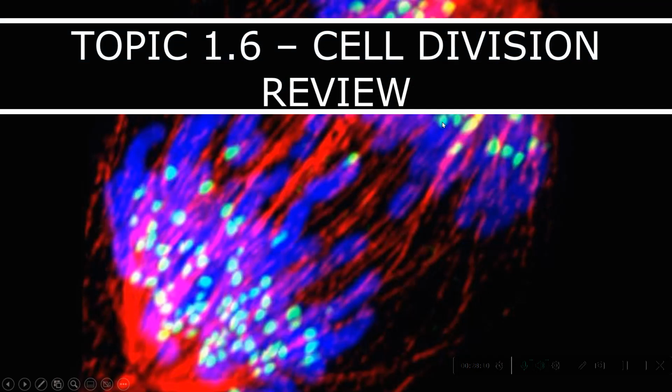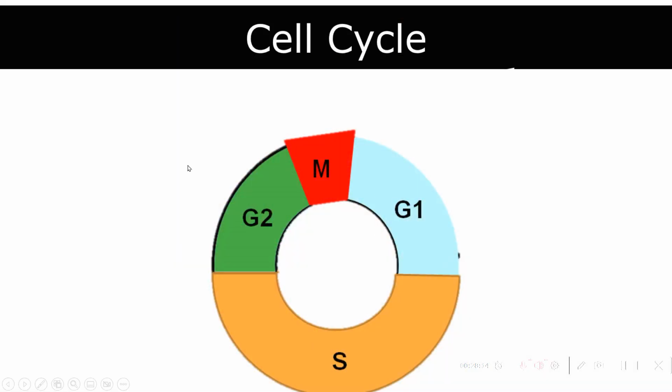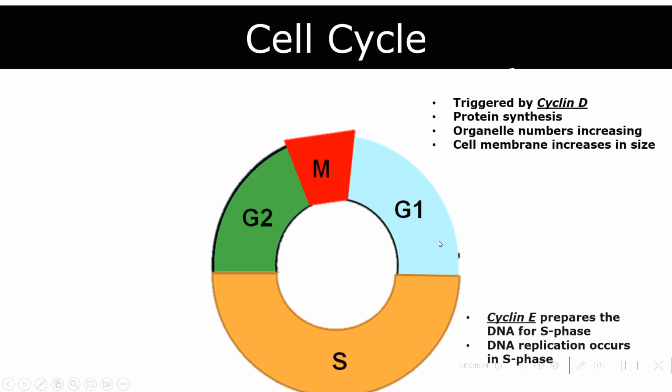So speaking of cell division, topic 1.6 was all about cell division, right? And so this is our good old friend, the cell cycle. It has a G1, an S phase, and a G2, and this mysterious M phase.